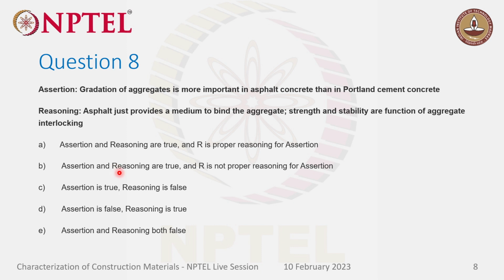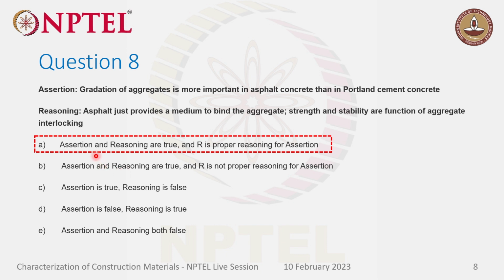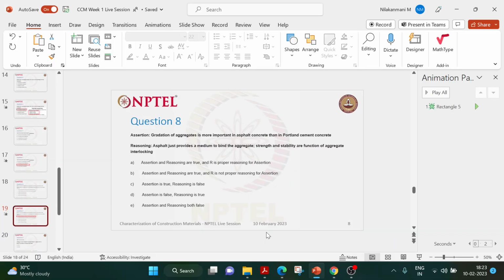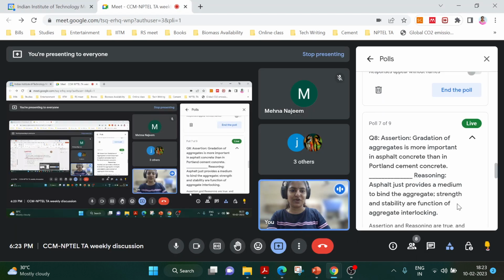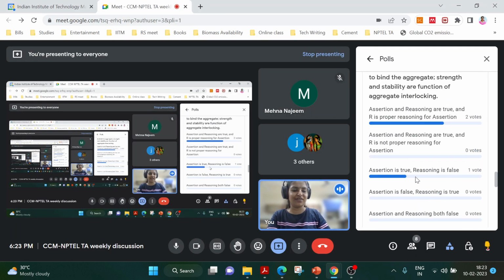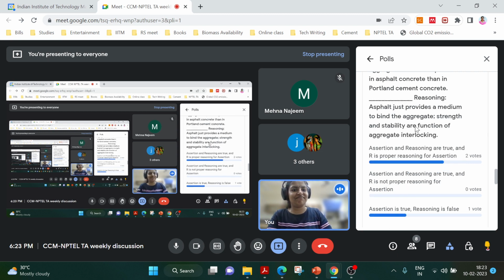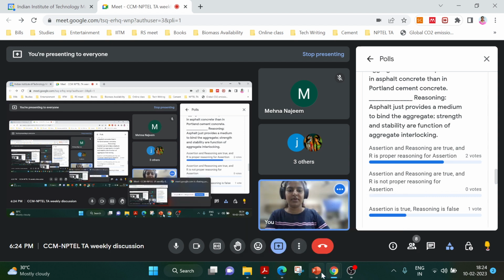Time is up. Let's see the correct answer. The answer is that both assertion and reasoning are true and R is a proper reasoning for the assertion. This question is directly from the lecture PPT. Let's see the poll responses now. Some of you felt the reasoning is false. Okay, fine. Because asphalt doesn't provide any strength by itself. It's just a medium to bind the aggregates, and the strength is mainly from the aggregate interlocking and not from the asphalt.